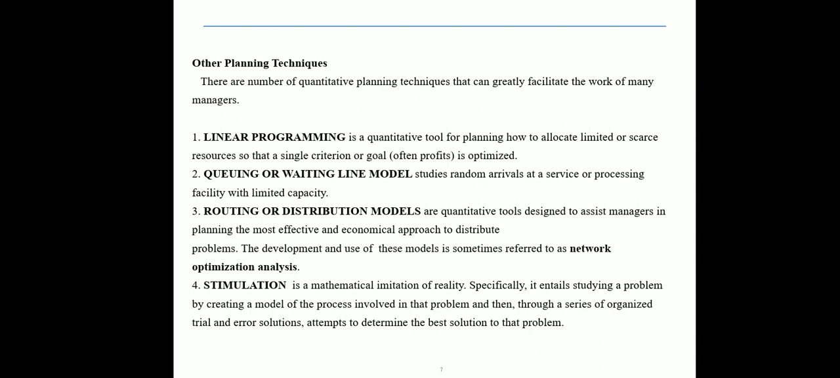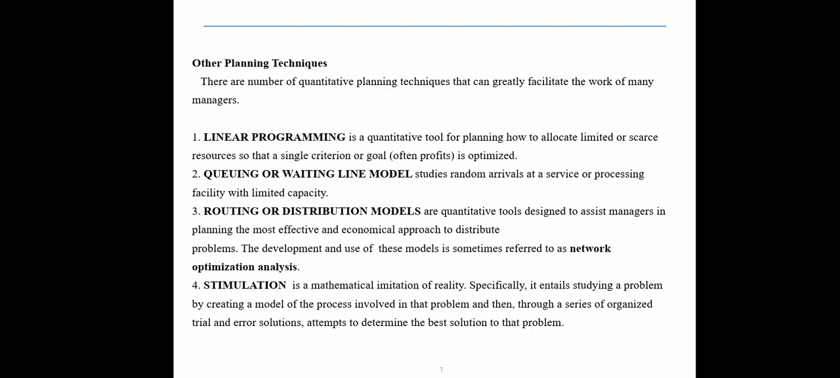Then we have the routing or distribution model, which are quantitative tools designed to assist managers in planning the most effective and economical approach to distribute. The development and use of these models is sometimes referred to as network optimization analysis.